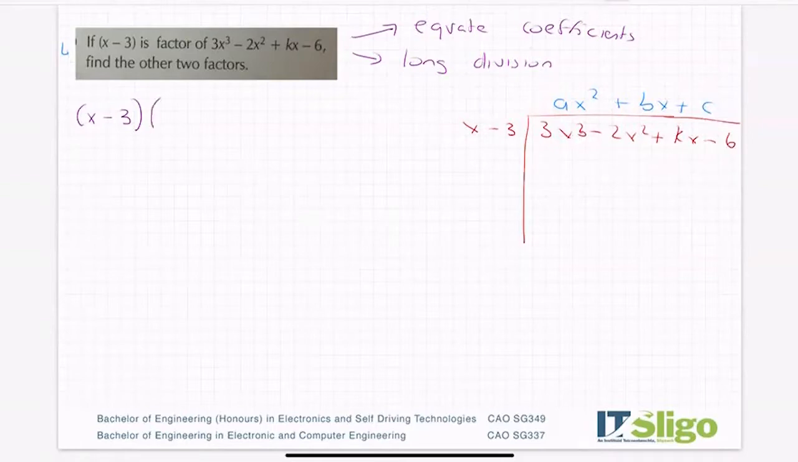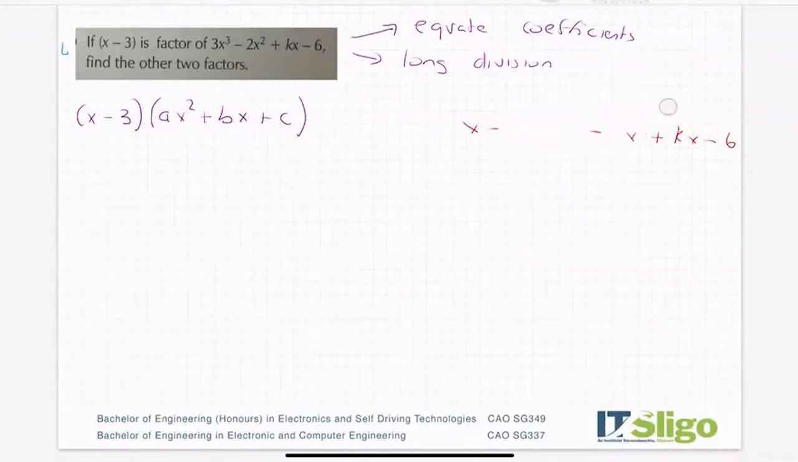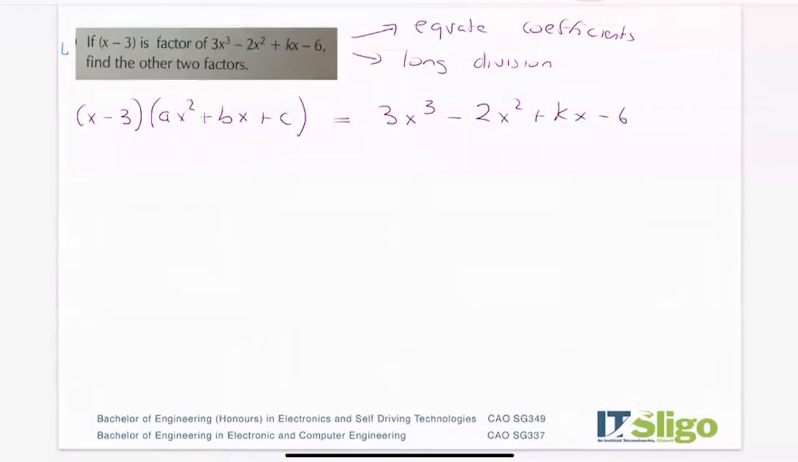Okay, so why am I telling you that? Well, I know that that particular factor, if I multiply it by a quadratic, I'm going to end up getting 3x cubed minus 2x squared plus kx minus 6. Okay. Now looking at that, I've just introduced a whole new band of letters into it, and that might seem scary at first. Okay, so let's work it out. Let's see where it brings us.